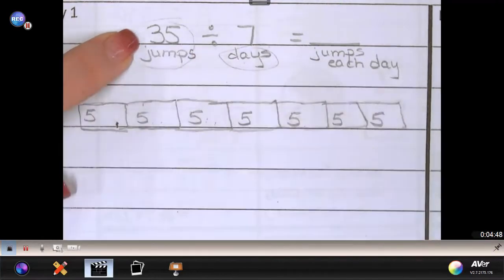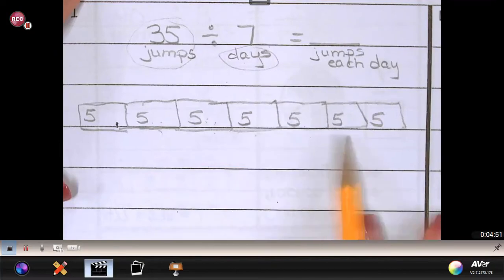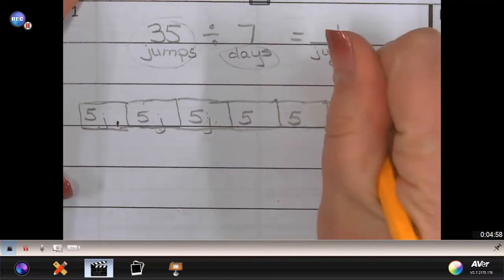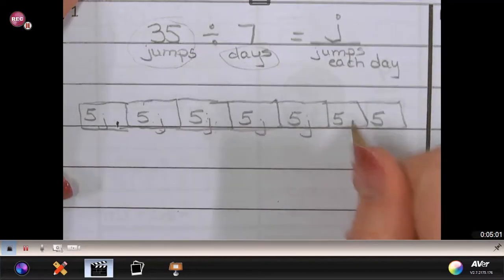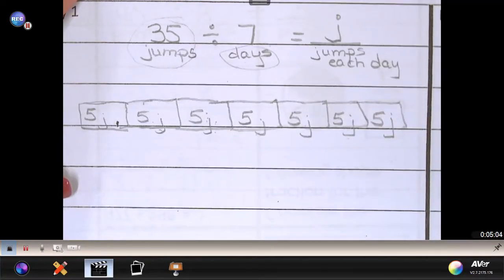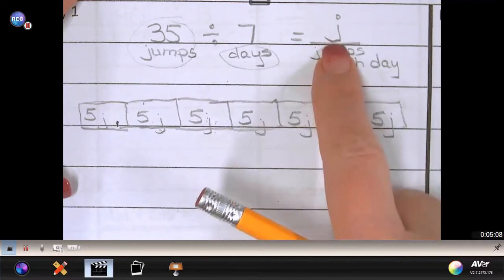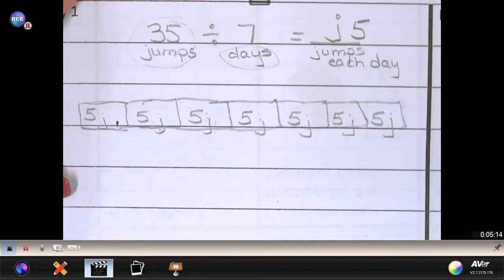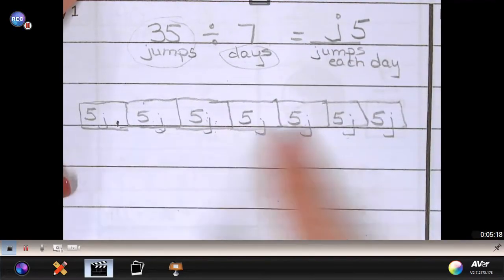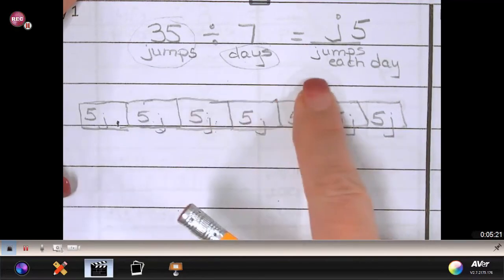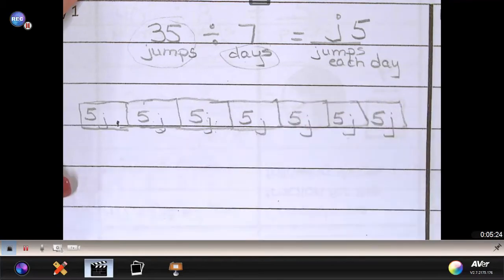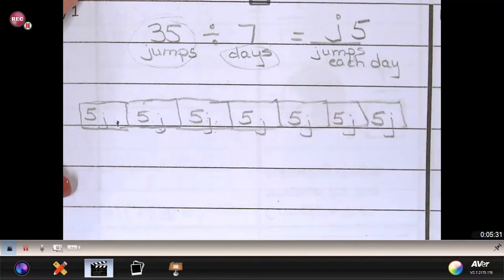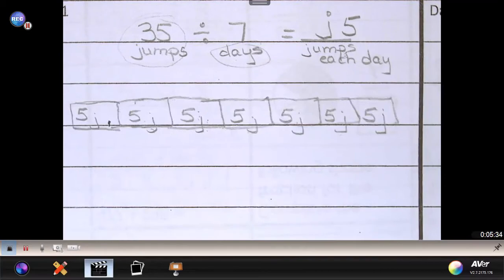Well, I've taken all the jumps, and I've broken them up equally into the 7 days, and this tells me I have 5 jumps, and I'm putting a J here for jumps, five jumps per day, each day. So that variable, that J, is really going to be five jumps each day. And so I've shown a model here. I've written an equation to show how I solved it. And it's division, and the reason it's division is because we're taking the total and breaking it up into groups and finding how many is in each group. That's what division is. You take the total and break it apart.